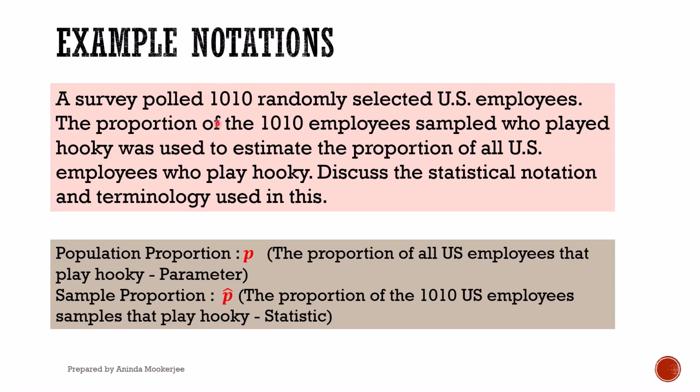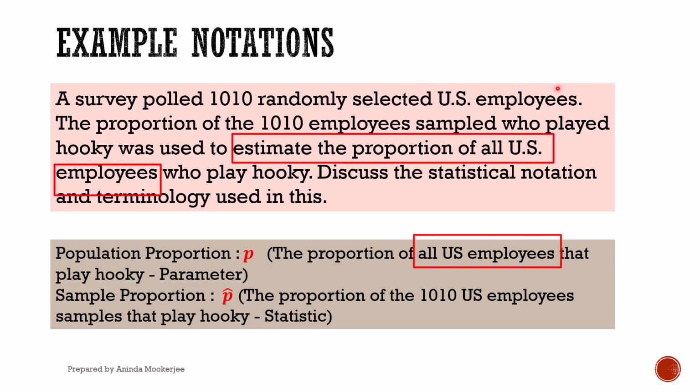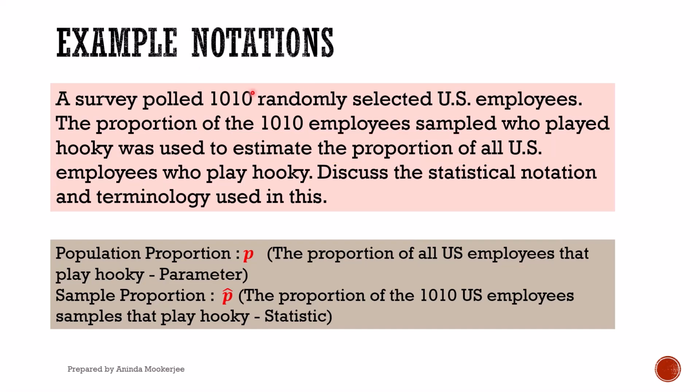All right. So here it says a survey polled 1,010 randomly selected US employees. All right. So 1,010 represents a sample size, correct? It represents the sample size of what? Sample size drawn from where? From all US employees. So we can immediately see that our population here is all US employees, all right? And 1,010 is the sample size.